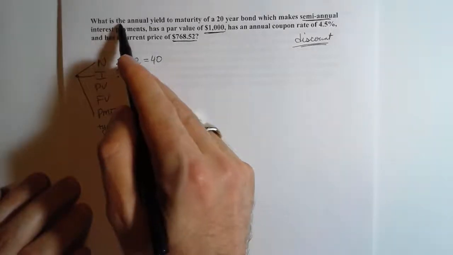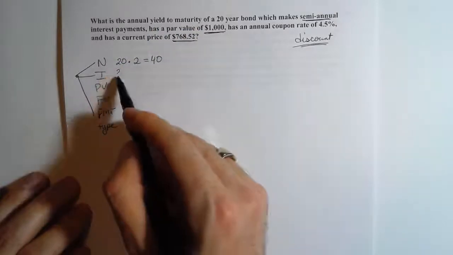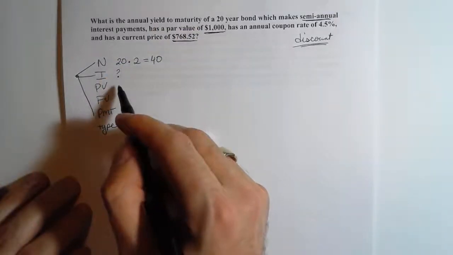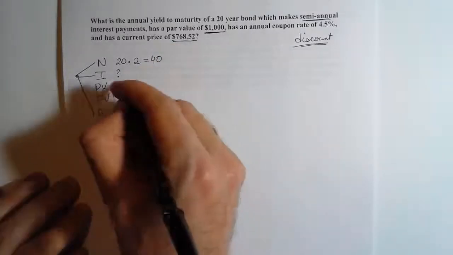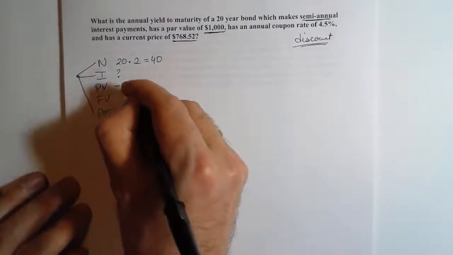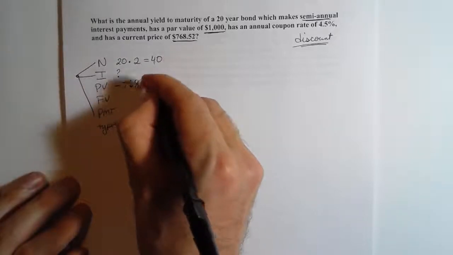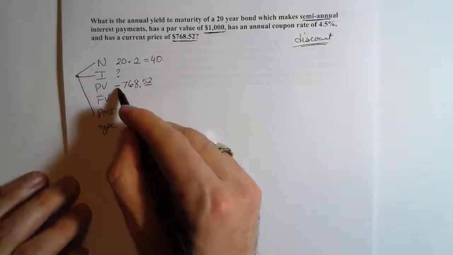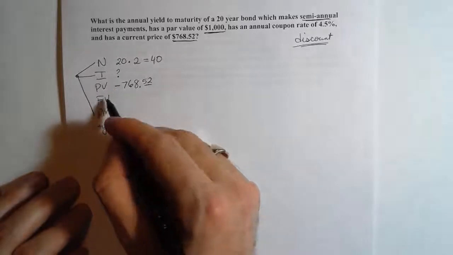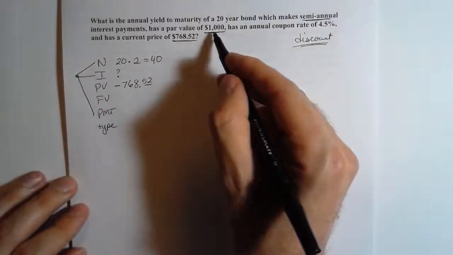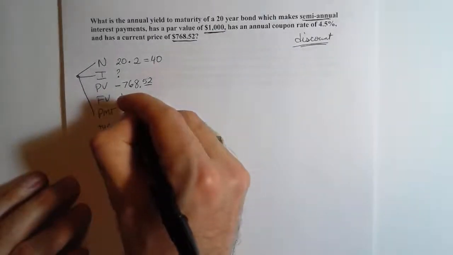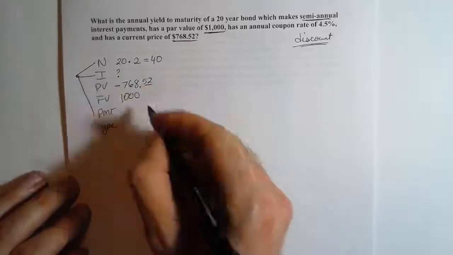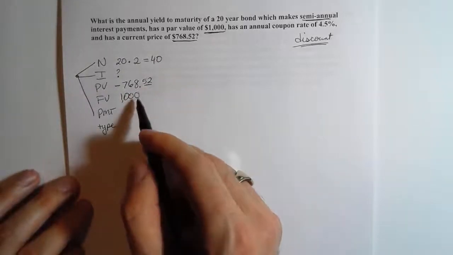Now the interest rate is what we're trying to find in this case, because we were asked to find the annual yield to maturity. We don't know what that is at the moment. The present value would be the current price, so we'll put that in as a negative $768.52. I'm going to come back to why that's negative in a moment. Future value is the cash flow that happens at the end, which is the $1,000 par value, so we'll put in the $1,000 here.